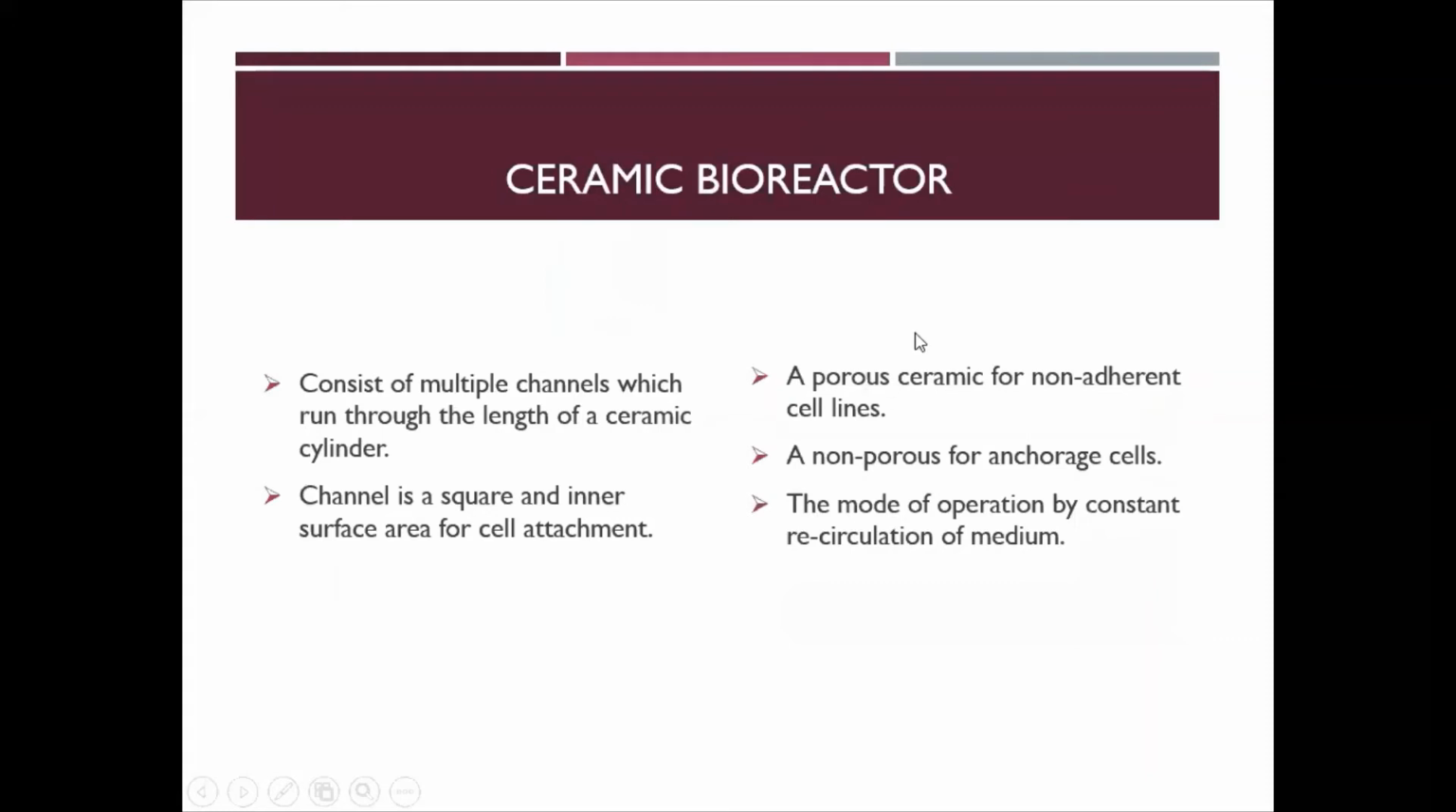These are the other ones. It's not in your syllabus, the ceramic bioreactor and all; I have added it just for extra knowledge. It consists of multiple channels which run through the length of the ceramic cylinder. So a long ceramic cylinder will be there. It has porous ceramic for the non-adherent cell line. What does that mean? It is meant for suspension cells.